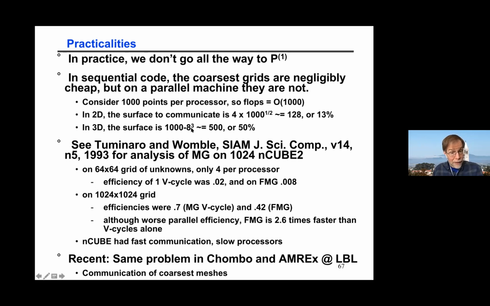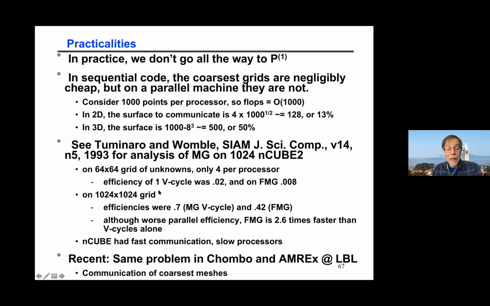Well, all the interior is 8 by 8 by 8. It turns out there are 500 points on the surface of that cube. And so the amount of data you have to communicate is about half the total size. That tells us that the surface to volume ratio is actually significant in 3D problems.